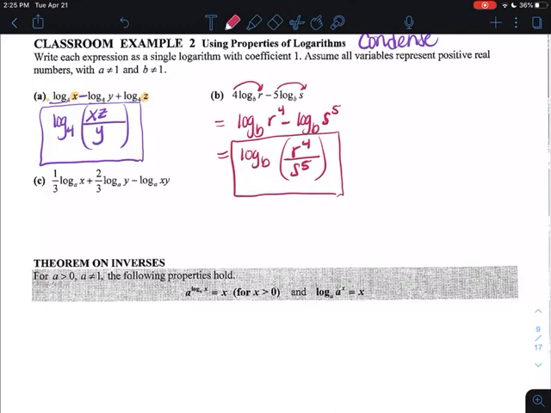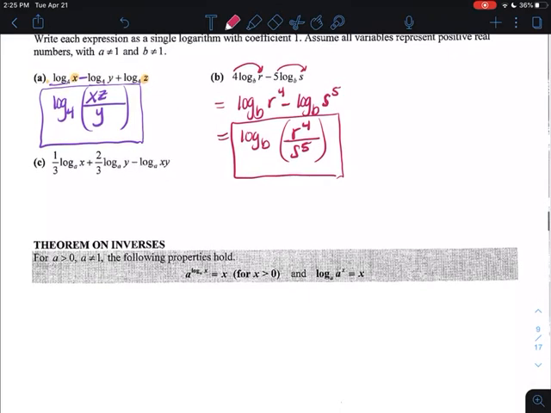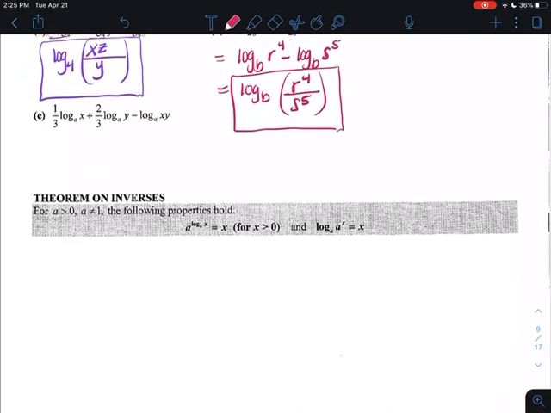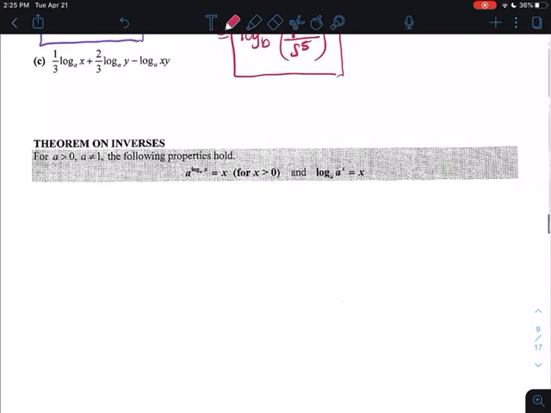So part C will be a great example where you can pause the video, stop, and try example C. All right, so part C, we're going to go ahead and condense this logarithm. First thing, any coefficients, you make those exponents. So I'm going to make those an exponent.